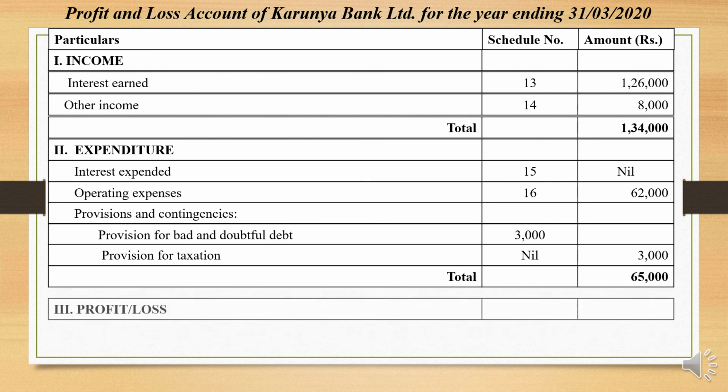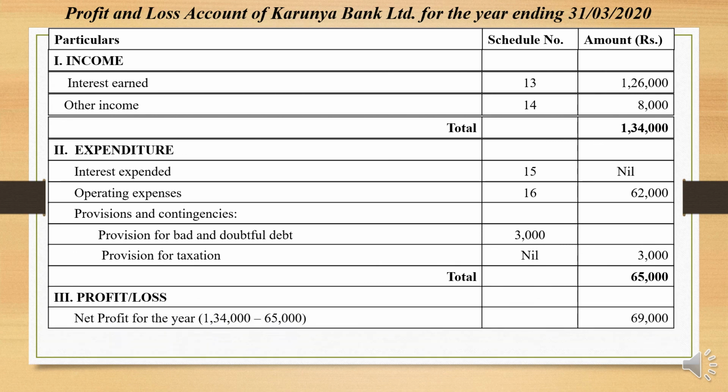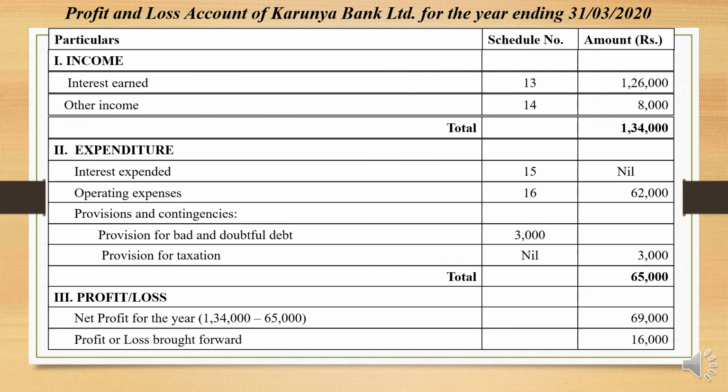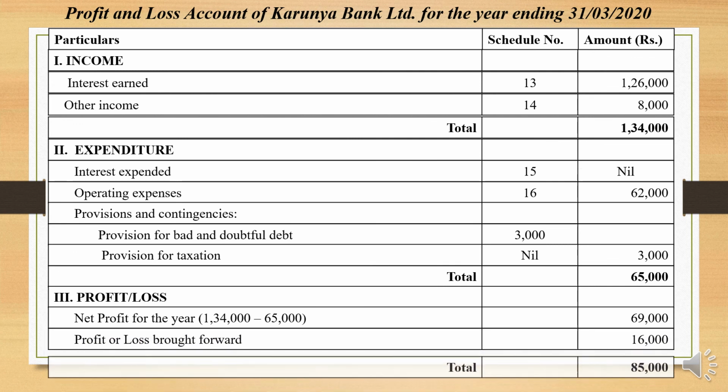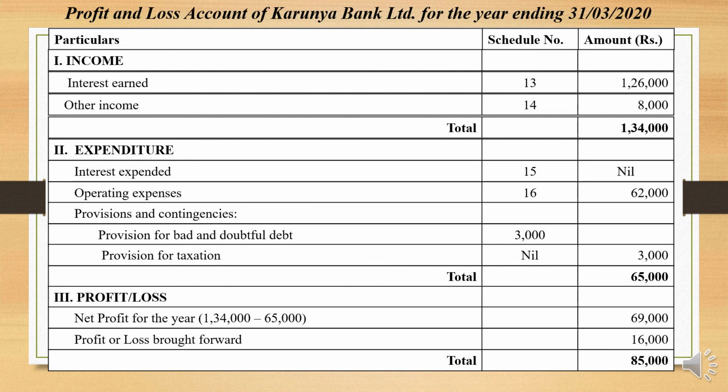So now let us find out the profit of the current year. The current year profit is total income 1,34,000 minus total expenditure 65,000. So we get 69,000 as the current year's profit. To that, add the previous year's profit of 16,000. So we get a total of 85,000.